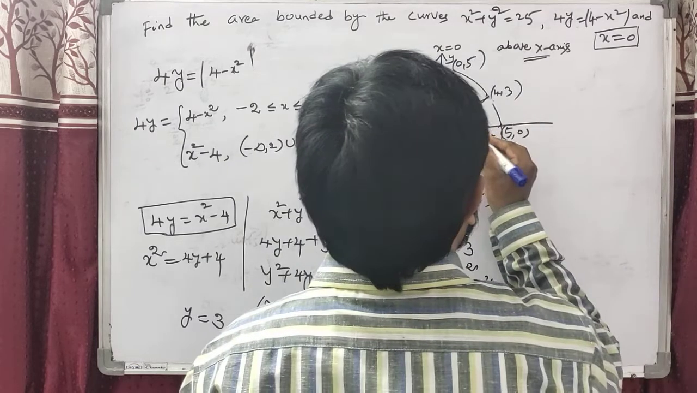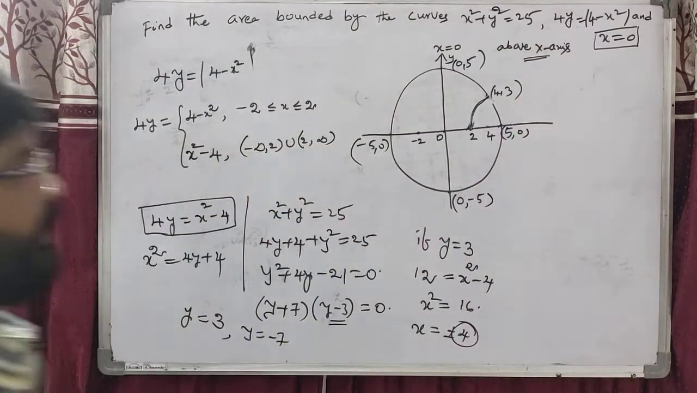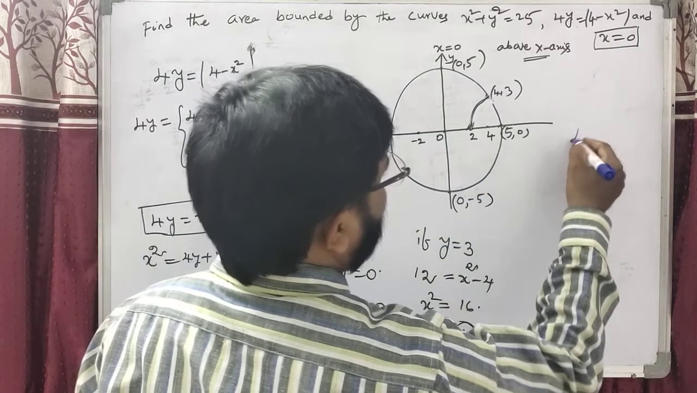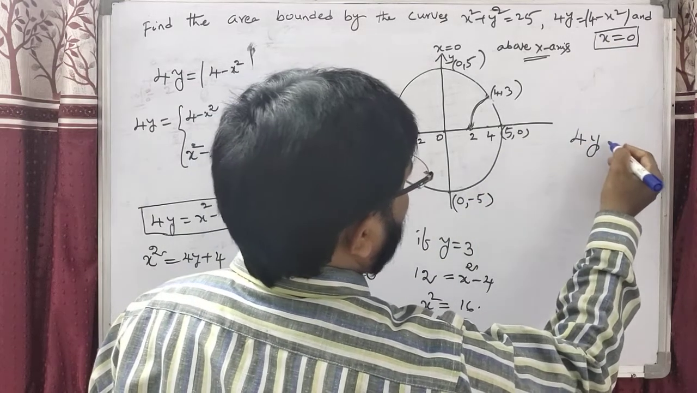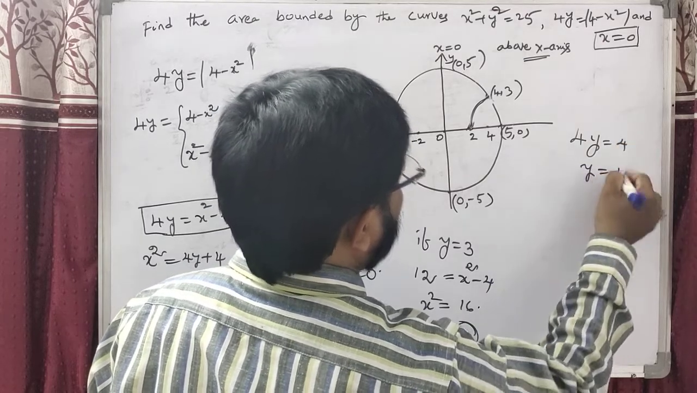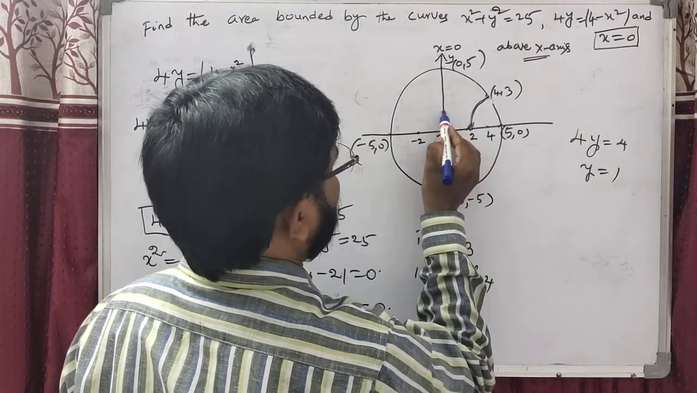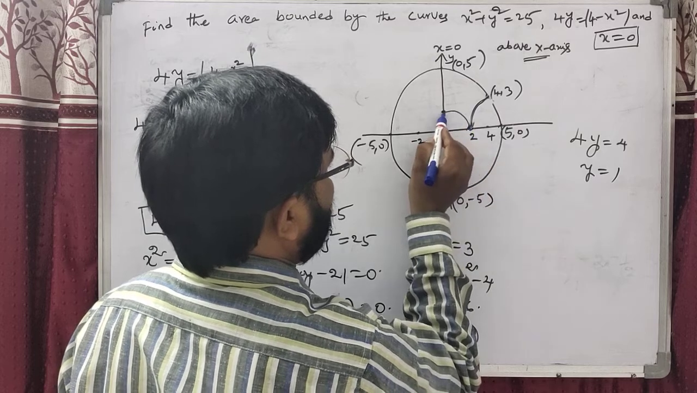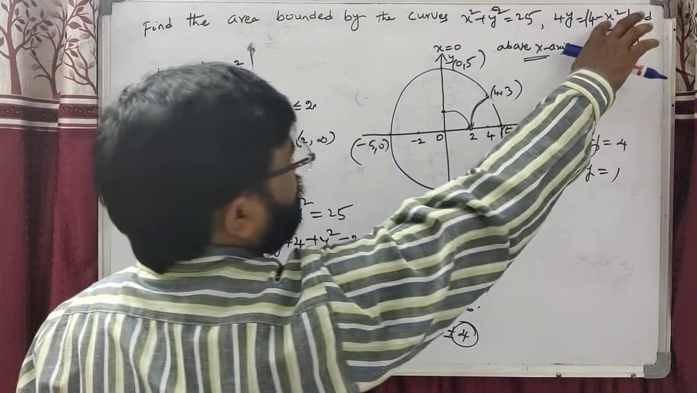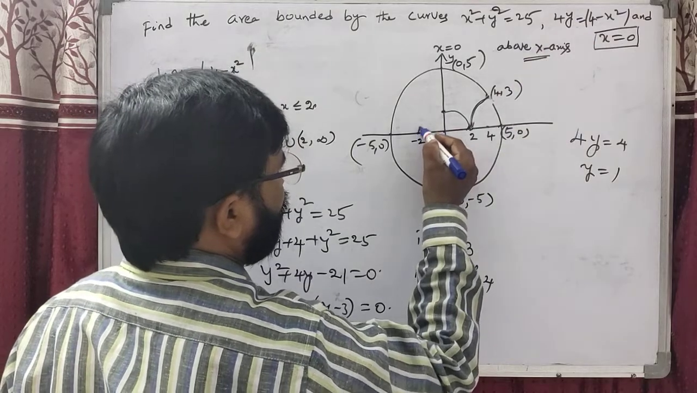Now when we are taking x equal to 0 in this graph, then y must be 1. This is the point (0, 1). Now when we take x equal to minus 2, then y will be 0.